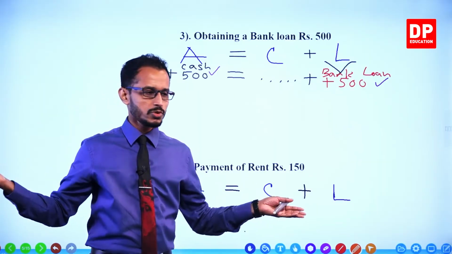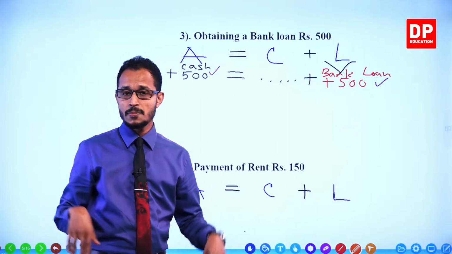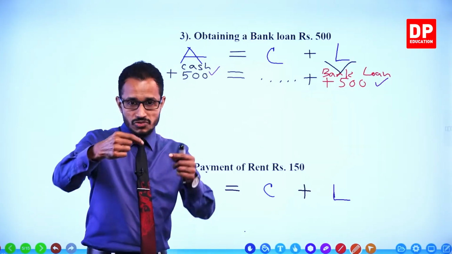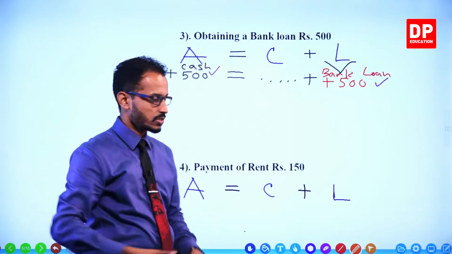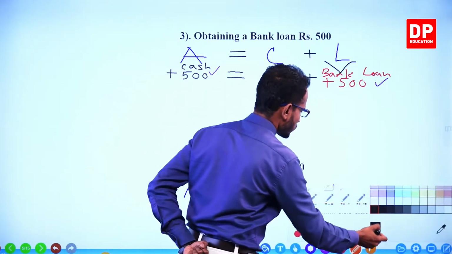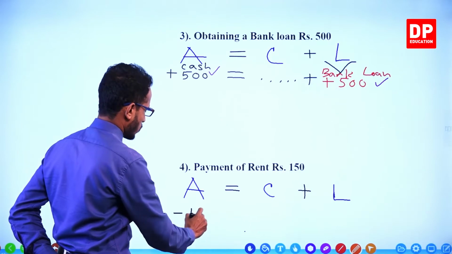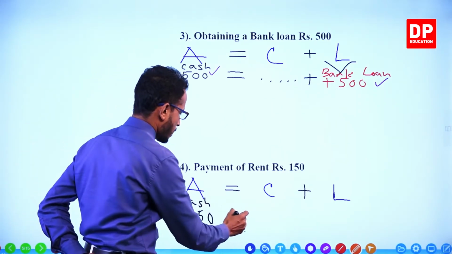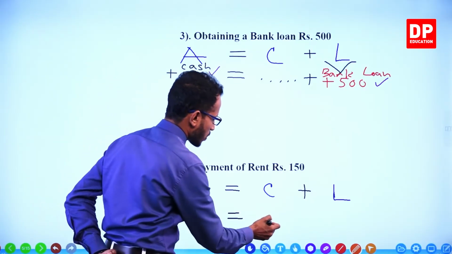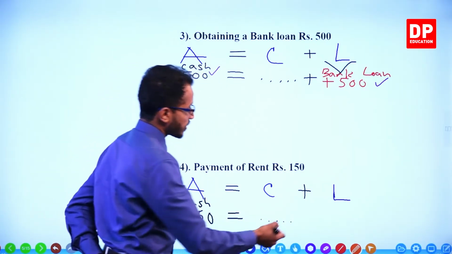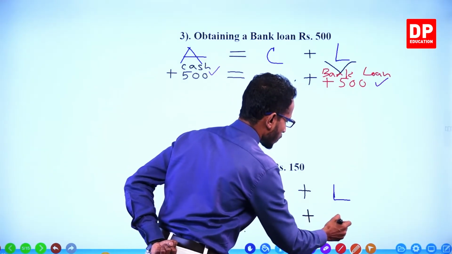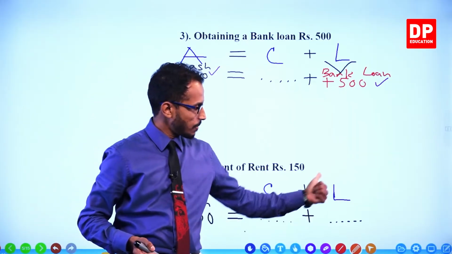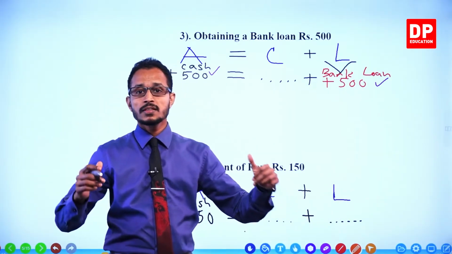Buildings are not given to any business for free. Yes, we have to pay for renting the building. So we pay that rent. Cash going out, cash decreasing. 150 cash. What is the other effect, children? The second effect. Does capital decrease or increase? Does liabilities increase or decrease? The second effect.